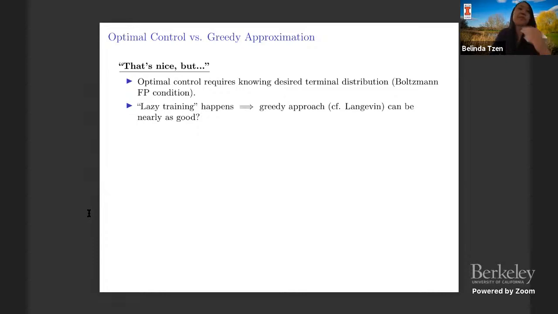And secondly, there's the fact that, well, lazy training happens. So isn't this optimal control approach somewhat overkill in the sense that some greedy approach such as SGD, or in continuous time Langevin diffusion, should be able to do nearly as well? All right, why do you need optimal control if some greedy algorithm will just give you something that's nicely entropically regularized anyway?